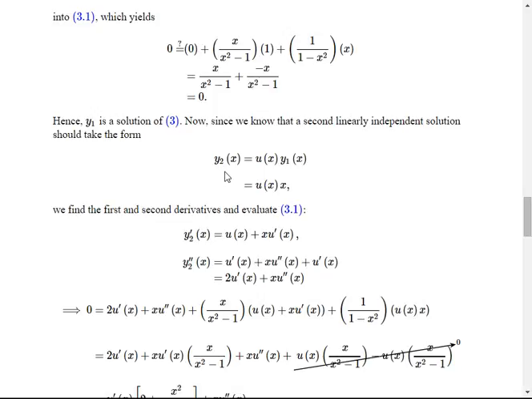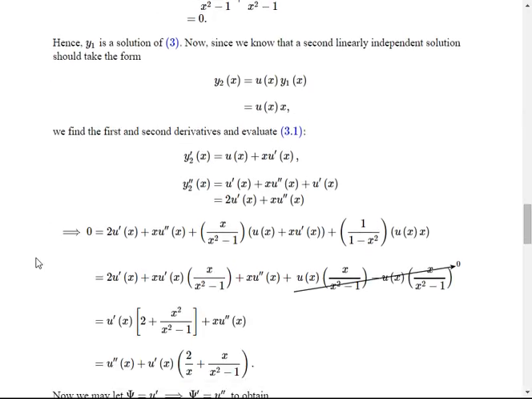We make the assumption that y2 is equal to a function of x times our first solution, which means that they're linearly independent, and which equals u of x times x. Then we take the first and second derivatives, the first being a product rule: first times the derivative of the second, which is just u of x times 1, plus second times the derivative of the first. And then we do yet another product rule, and we simplify to this term.